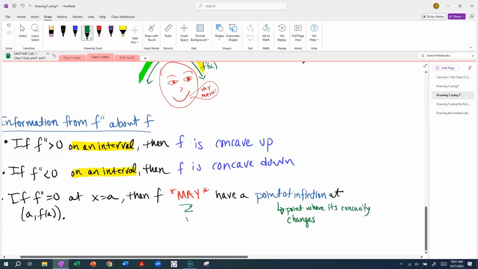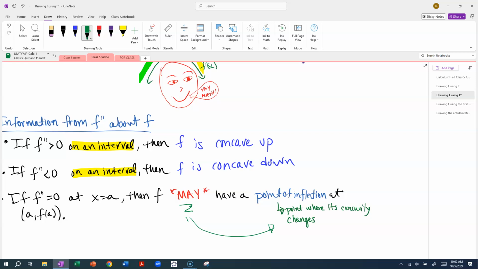We need to check and see if the concavity does indeed change, because just like with increasing and decreasing, where we ended up with a saddle, going up and up or down and down on both sides, it could be concave up, stop, and then be concave up again, or similarly with concave down. So we need to check that concavity indeed changes at this point of interest. After that, we can say, yep, it is a point of inflection.